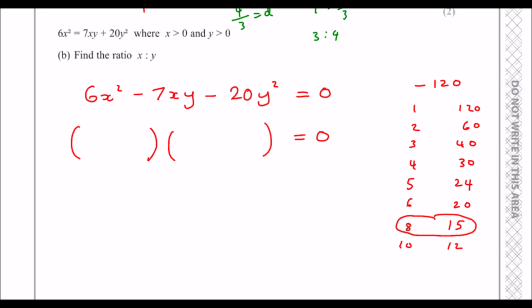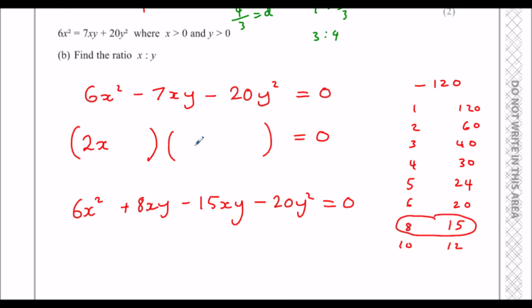So if I say I've got 6x squared plus 8xy minus 15xy minus 20y squared equals 0. What can I take out of these first two? What could I factorize out of these first two? So it's both in the 2 times table and they've both got an x in. So 2x. 2x are in both of these first ones.